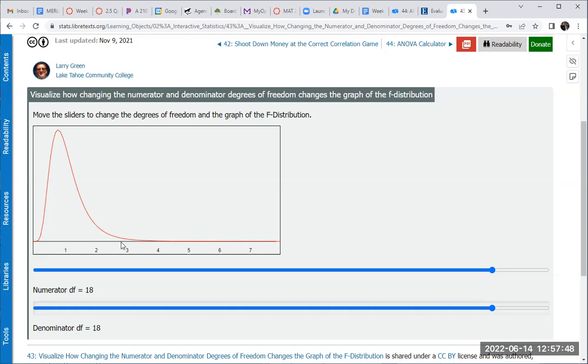You see that? I didn't see any changes. Is there supposed to be changes on this thing? You didn't see it change? No. Oh, I see. Okay, it's very slight.